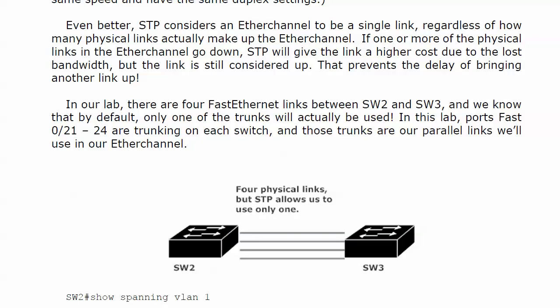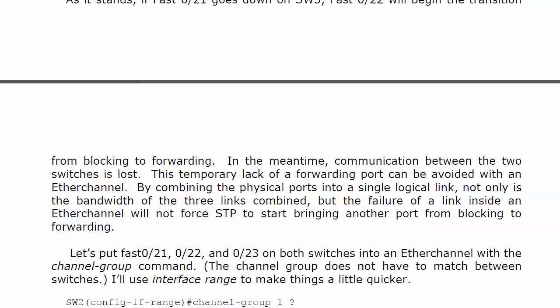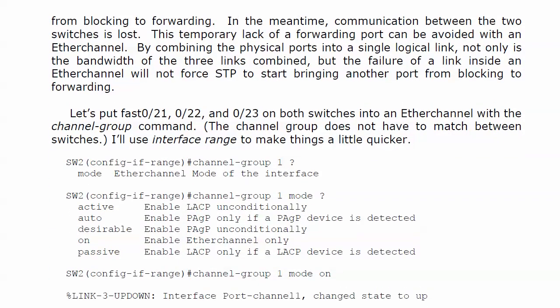Now that drives us crazy, right? Because we're sitting there looking like, oh, we got a lot of traffic going between 2 and 3. I don't want to use just one of these 4 paths. I want to use all of those paths if I can. And we could put all of them inside an ether channel. What I want to do for a demo here, though, is just put 3 of them in an ether channel. Then we'll start looking at how failures of links impact STP and impact the ether channel.